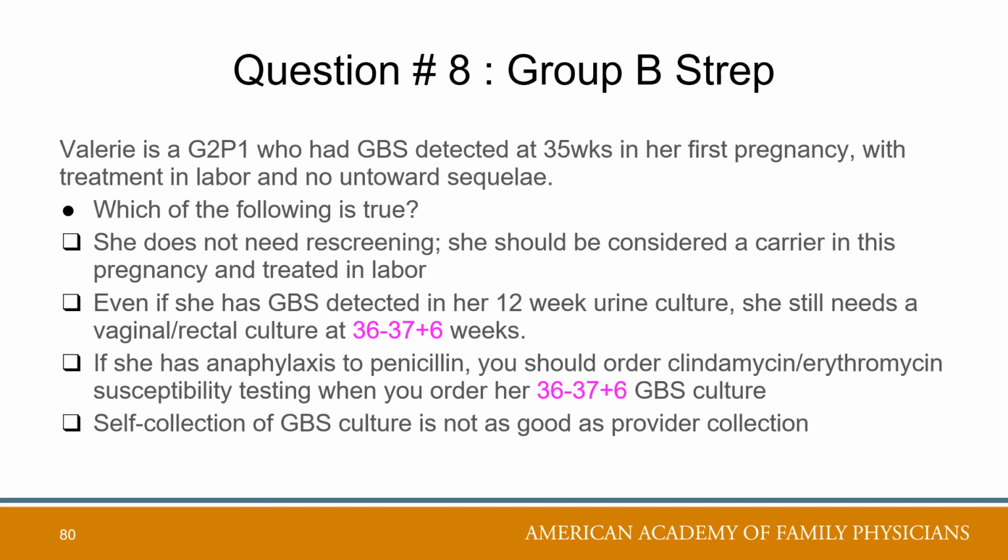So 1, she doesn't need any rescreening. She should be considered a carrier in this pregnancy and treated in labor. 2, even if she had GBS detected in her 12-week urine culture, she still needs a repeat test, the rectovaginal culture at 36 to 37 and 6 weeks gestation. 3, if she had anaphylaxis to penicillin, you should order clindamycin, erythromycin susceptibility testing when you order her GBS culture at 36 to 37 and 6 weeks gestation. And then lastly, self-collection of GBS culture is not a good option as compared to the provider collection.